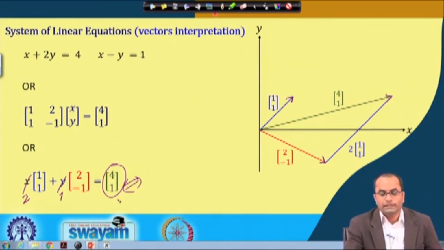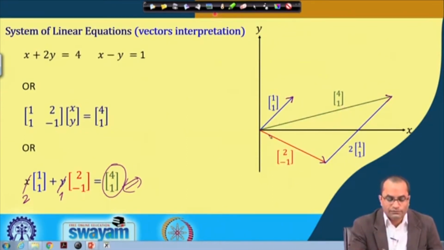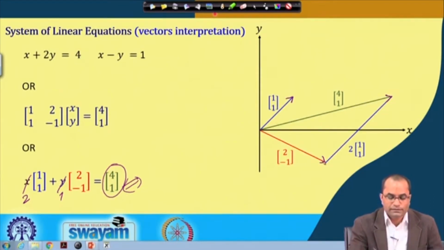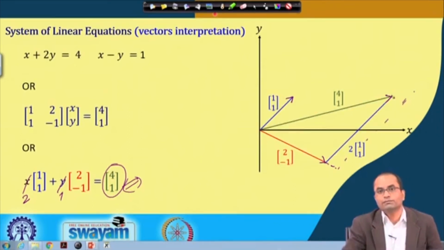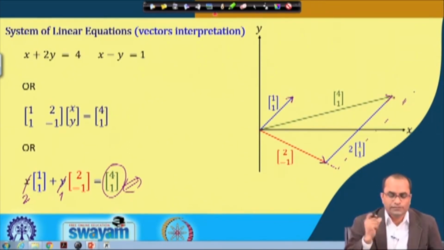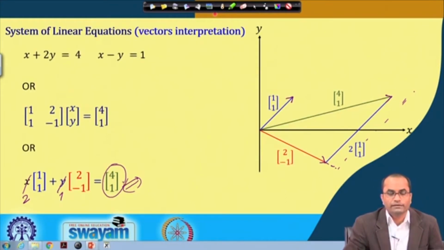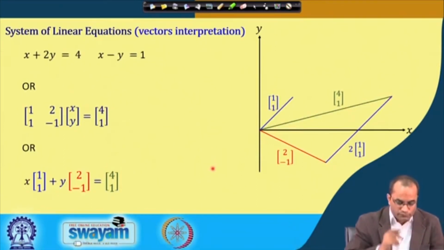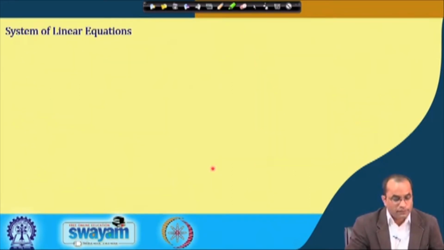And what else we see, that this is the only possibility to have this vector 4 and 1, because if we, for example, disturb this red vector by some multiplication, we will be somewhere else, and then in this direction whatever way we go, we cannot reach this point. So, this is the unique representation of these two vectors to get this 4 1 vector, and that is the case of the unique solution which we have already observed in the other interpretation of those equations.